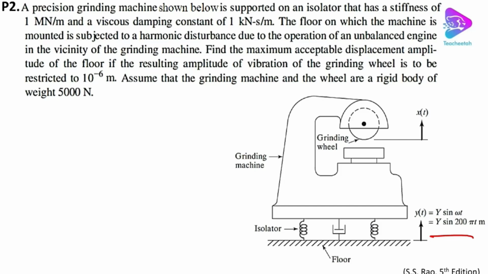So I'm gonna go over the problem again. There is a precision grinding machine shown in this picture, and the stiffness and the damping constant of the isolator are given here in this problem, a huge number for both. Basically we need to find the maximum acceptable displacement amplitude of the floor, which is capital Y here, so that the amplitude of the vibration of the grinding machine is restricted to a small number.